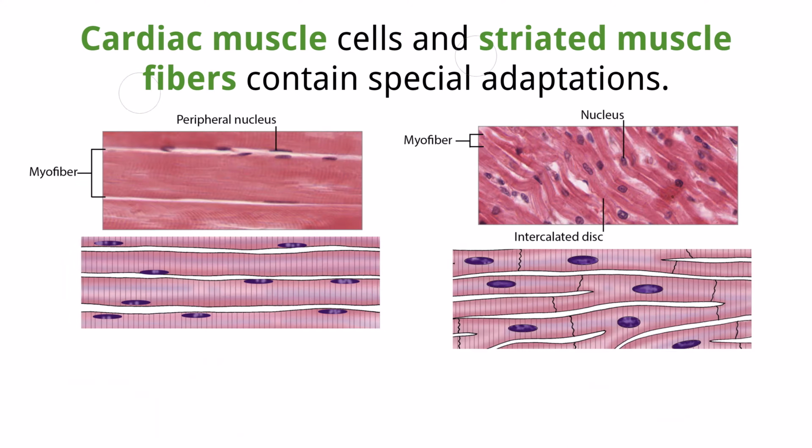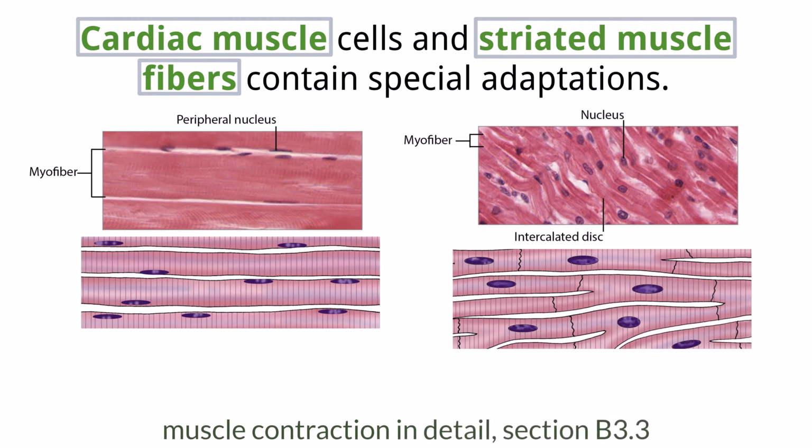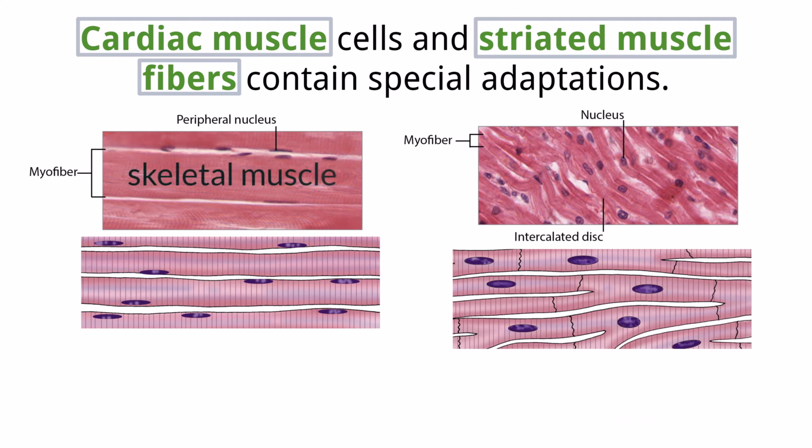Moving on to muscle cells, both skeletal and cardiac muscle cells have unique adaptations that help them perform their function of contracting to generate movement. We will discuss the details of muscle contraction in section B2.3, but for now our focus here is on how these cells are specialized. Skeletal muscles are voluntary muscles that pull on bones to create movement.